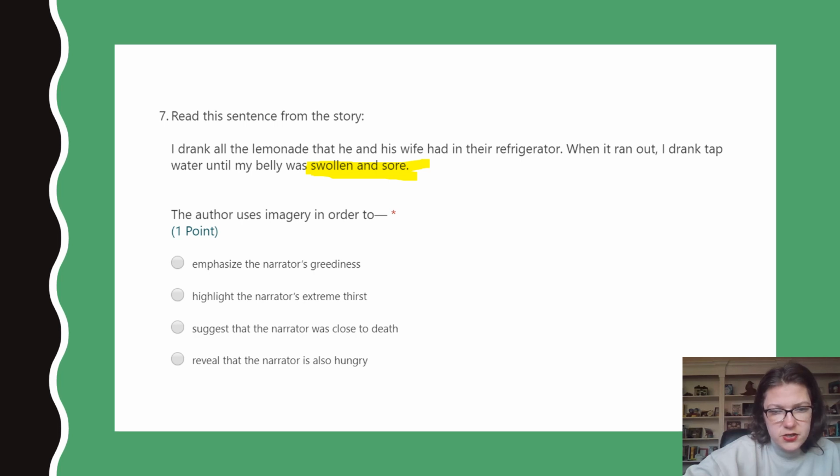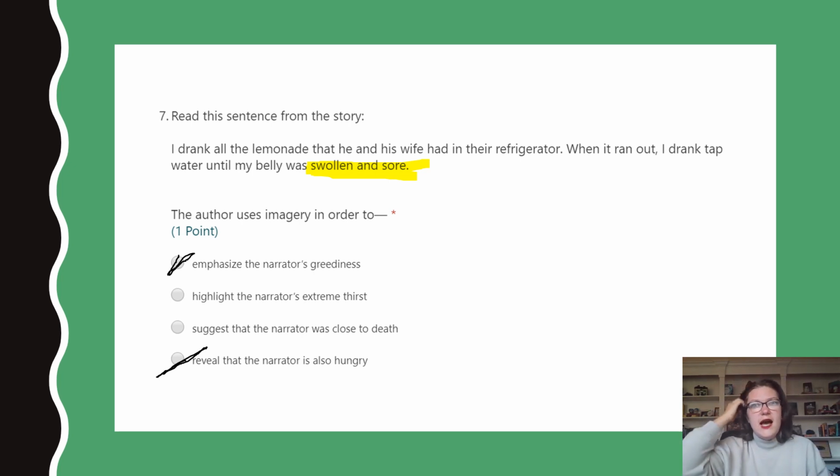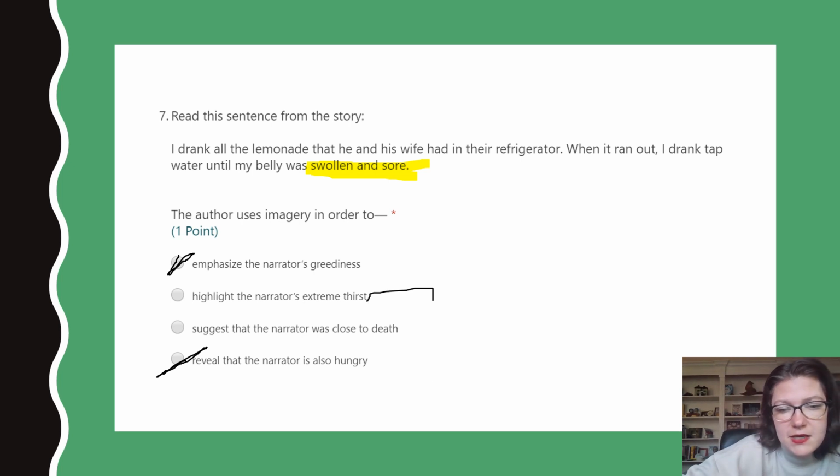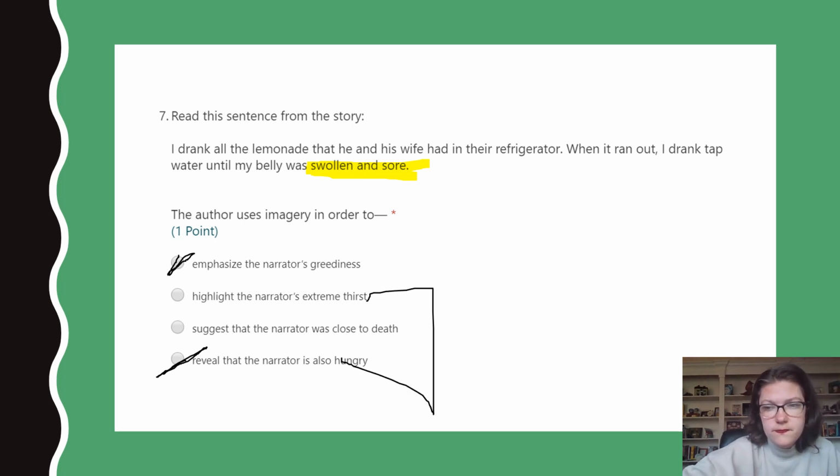To emphasize the narrator's greediness, greediness means selfishness or taking too much. To highlight the narrator's extreme thirst. To suggest that the narrator is close to death. To reveal that the narrator is also hungry. Well, it doesn't say anything about being hungry, right? And I don't think that the narrator is being greedy. Remember, she's been out in the desert this whole time and has just run out of water. And so now all of a sudden she has access to both lemonade and water and is just like, oh my gosh, get me all the liquid. So which one of these makes the most sense? I bet you can figure it out.